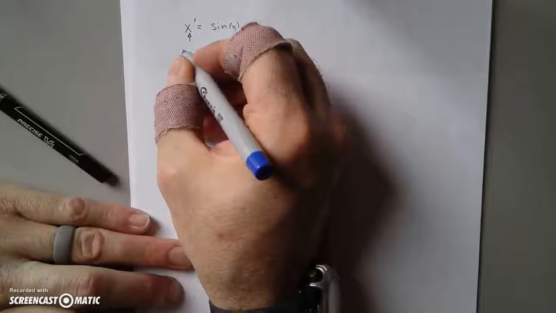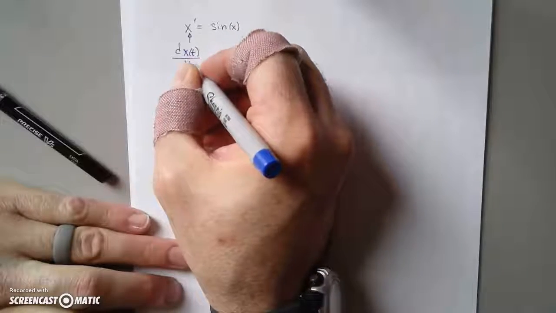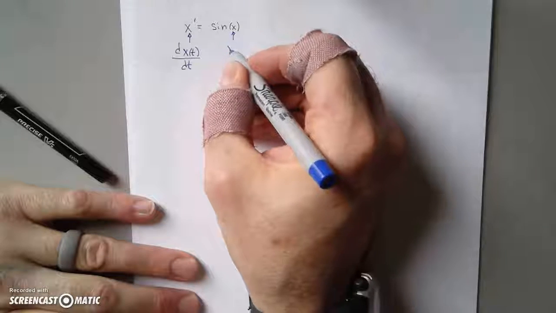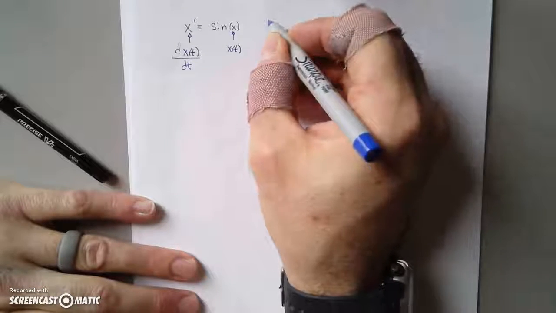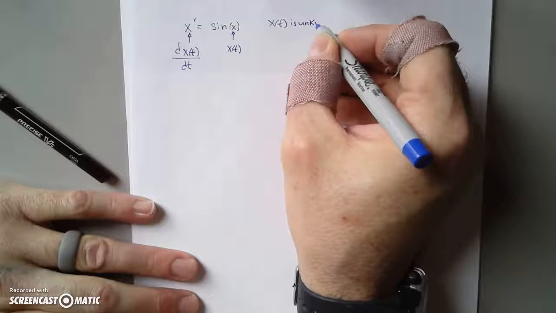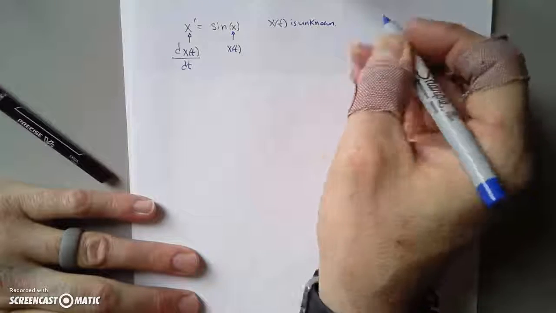Remember that this is x of t, and this is being differentiated with respect to time. So this is x of t. x of t is unknown. That's the problem, to find it.